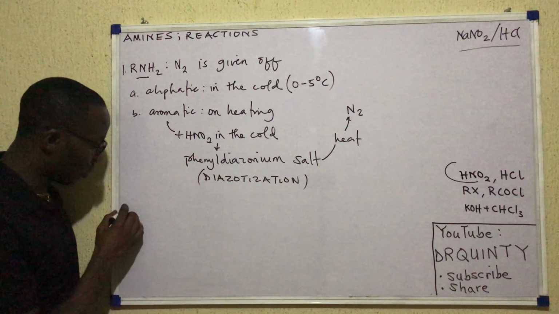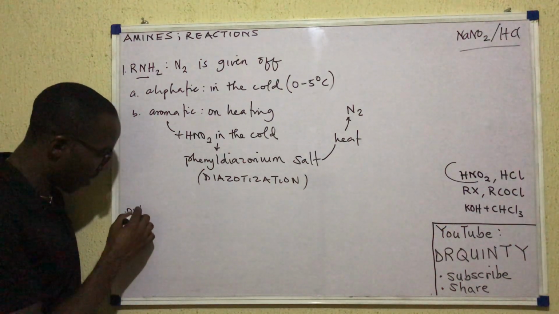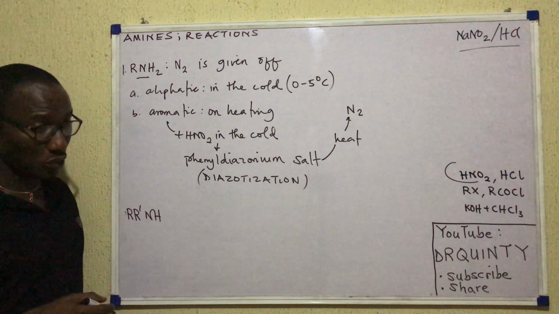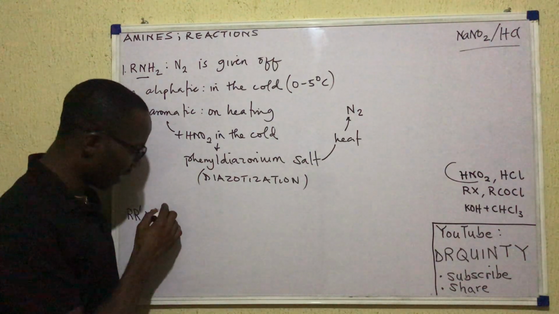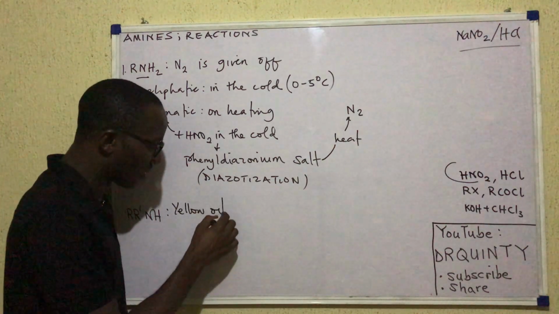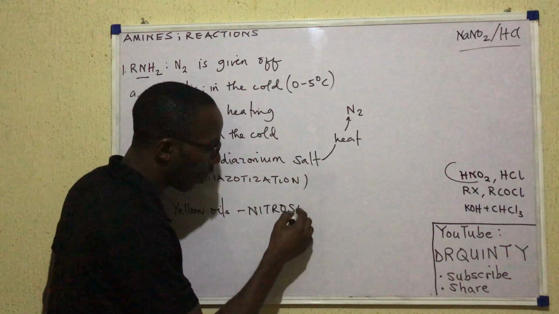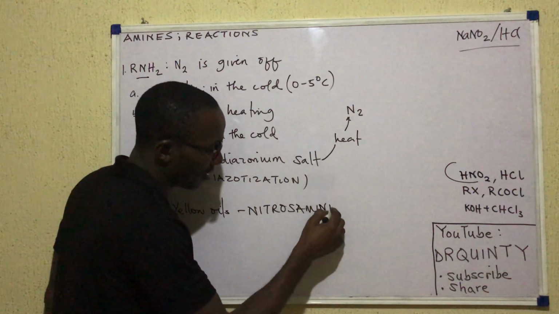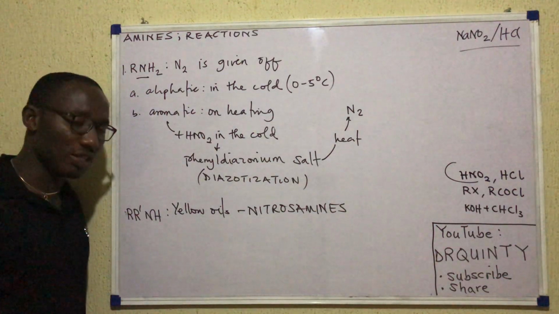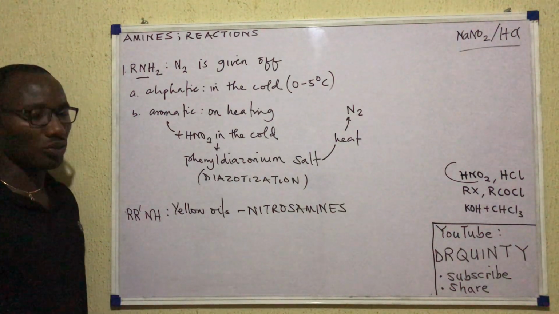What about secondary amines? Secondary amines, like we say R2NH. When secondary amines react with HNO2, they do not give off nitrogen gas. Instead, they produce a group of compounds that we describe as yellow oils, and those yellow oils are called nitrosamines. So, for secondary amines, they don't give off nitrogen gas. Instead, they form yellow oils called nitrosamines.